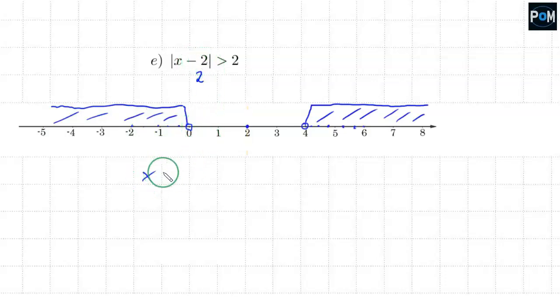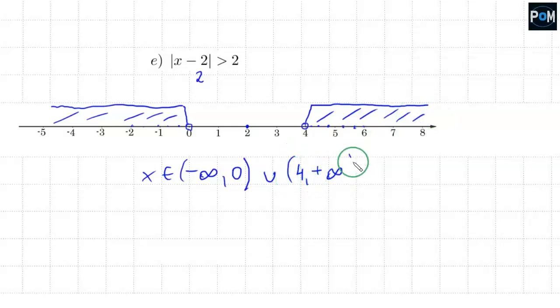2 intervals. The first interval starts from minus infinity because it does not end anywhere to the left, but it ends here at 0. Here we put parentheses. Union with the second interval, which starts at 4 and goes to positive infinity, meaning it doesn't end. Here we put parentheses on both sides as well. If the inequality is strict, then these intervals will always be open.